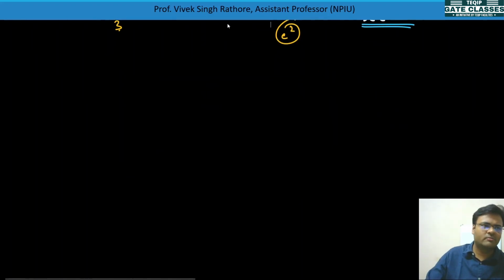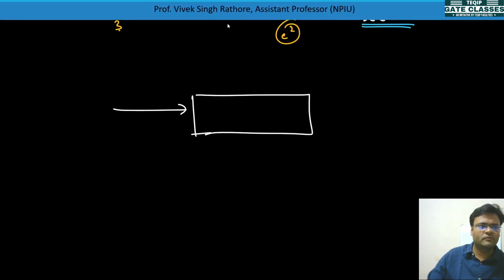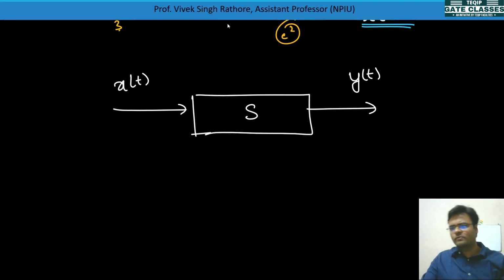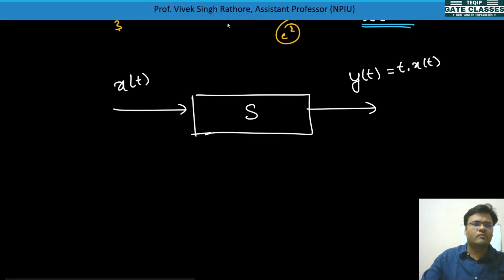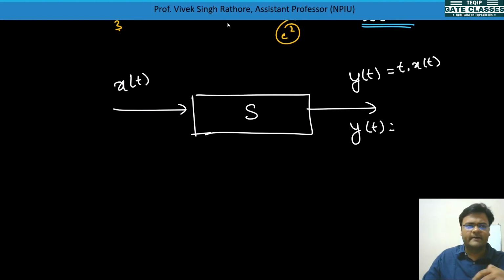But now I will tell you some more examples. Again we'll take an input, and this is the output. This is input x(t), and with a system we are getting some output. What output? I'll tell you, t times x(t). Now you check, or y(t) is equal to, let's suppose, e to the power x of t minus 2. And let's suppose t minus 2 is also there.